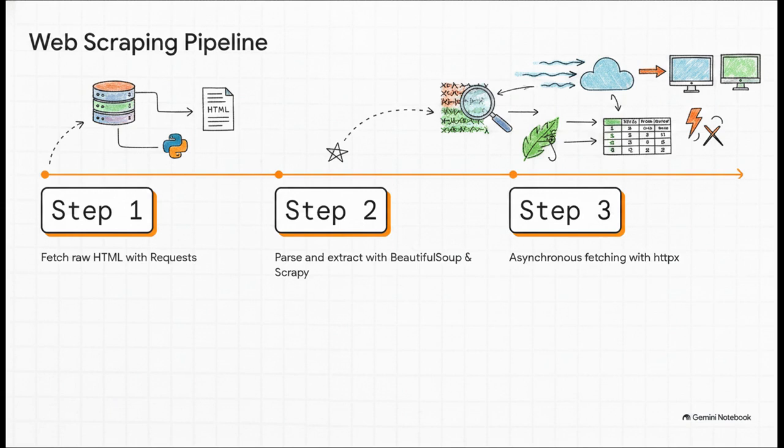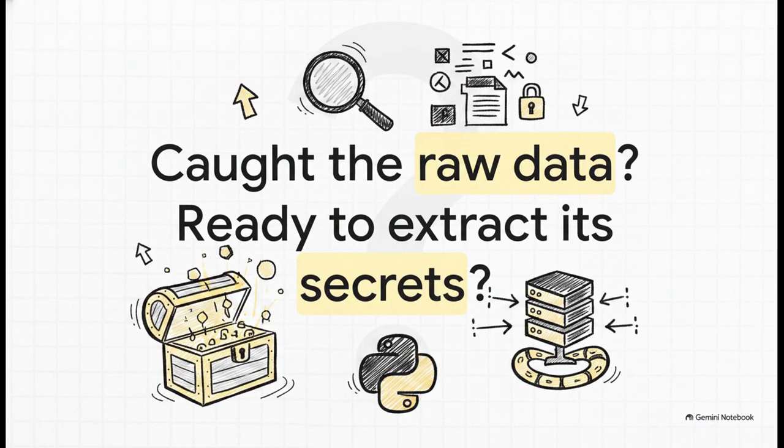Looking at the big picture, requests sits firmly as the essential, foundational first step in our web scraping pipeline. Step 1 is fetching that raw HTML, and that is all requests. Step 2 will be parsing and extracting the meaningful data directly out of that HTML, which we're going to tackle in upcoming lessons using Beautiful Soup and Scrapy. And step 3 will look at HTTPX, a really cool modern alternative to requests built with full native support for asynchronous programming, which connects right back to our earlier Starlette explainer. So, we'll leave you with this final provocative thought. You've built the foundation and caught the raw data using Python requests. Are you ready to extract its secrets?